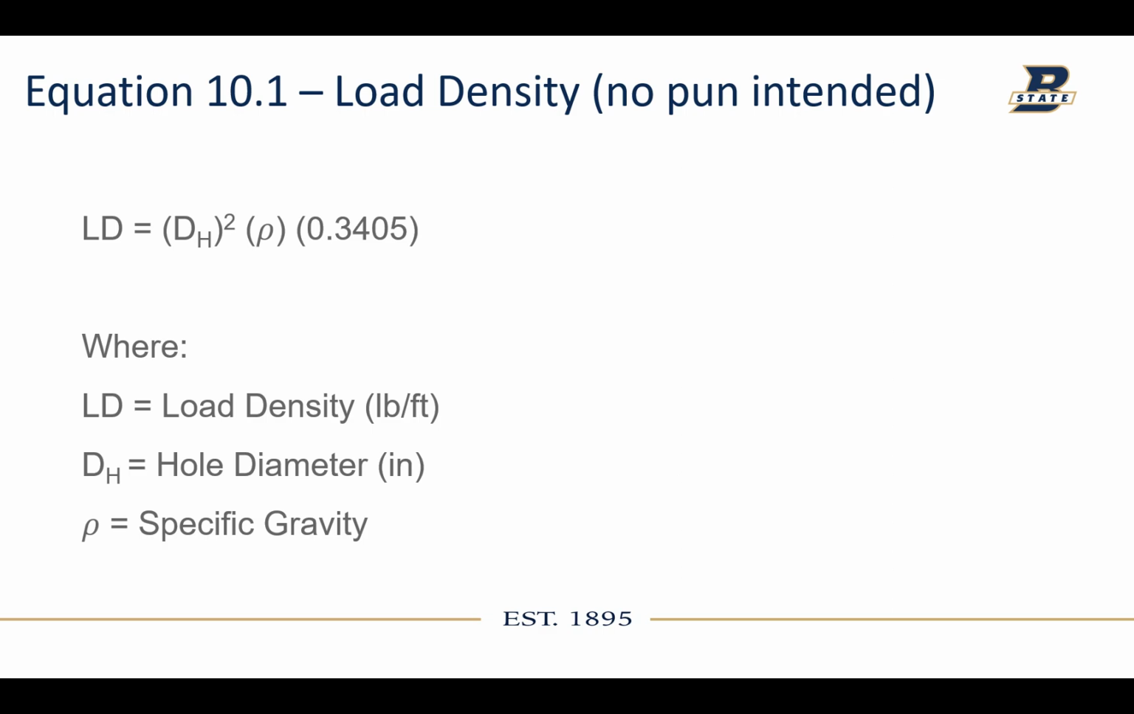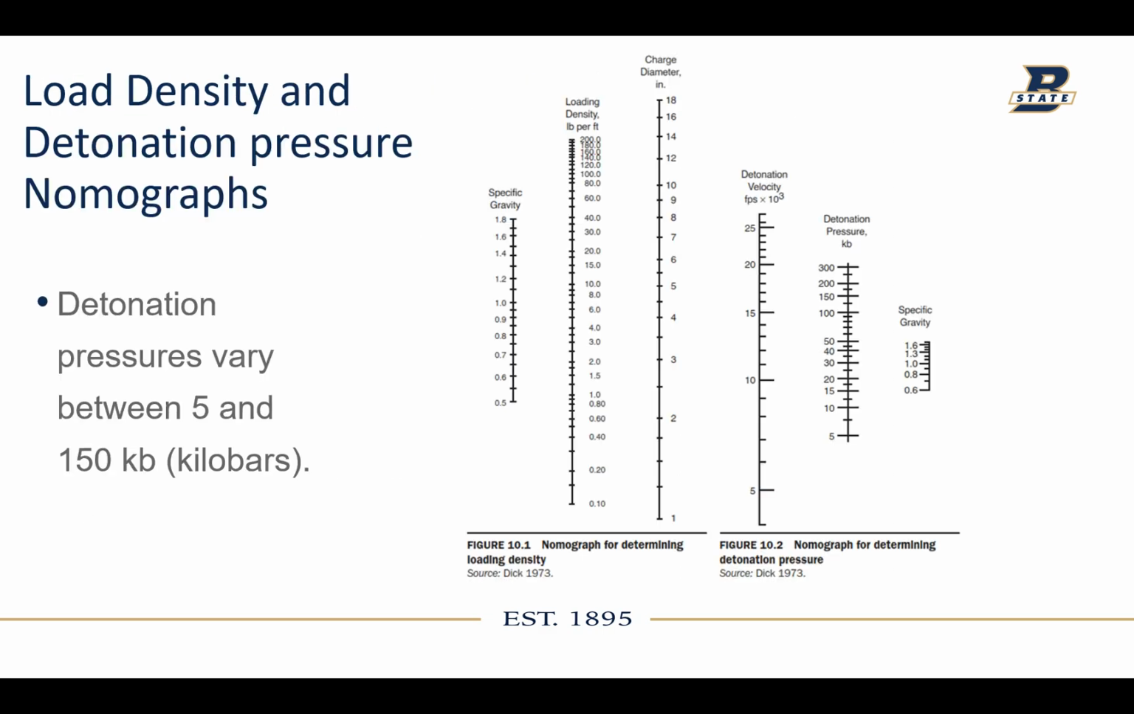So our first equation, load density, no pun intended. The load density is defined as the diameter of the hole squared times the specific gravity, or the density, multiplied by 0.3405, a constant. Okay. The book does use the word density for this. However, the nomogram on the following page shows specific gravity. So you can use this nomogram on the left for determining your load density based on the specific gravity. The loading density itself is in the middle there.